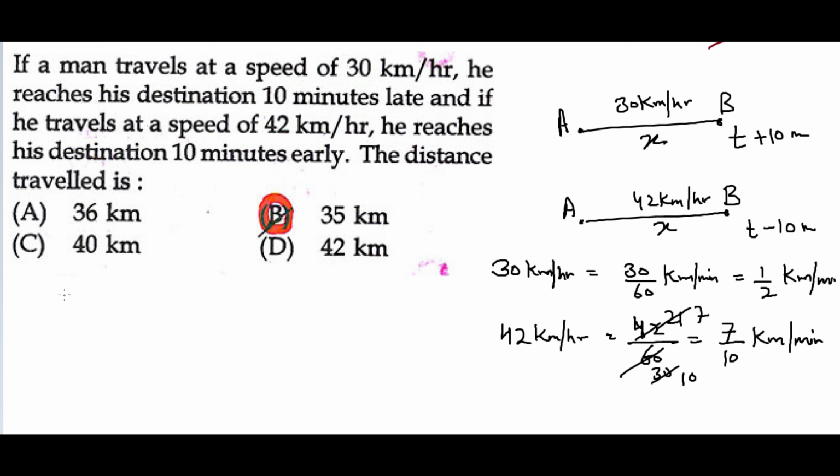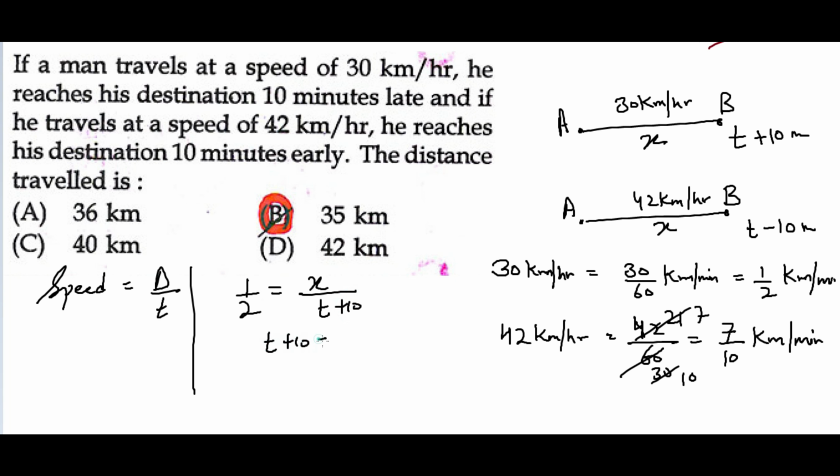So in the first scenario, we are going to use this basic formula: speed is equal to distance upon time. In the first scenario, at 1 by 2 kilometers per minute, he is traveling x distance in t plus 10 minutes. Simplify this, we are going to get t plus 10 is equal to 2x. This is our one equation, and there are two variables.